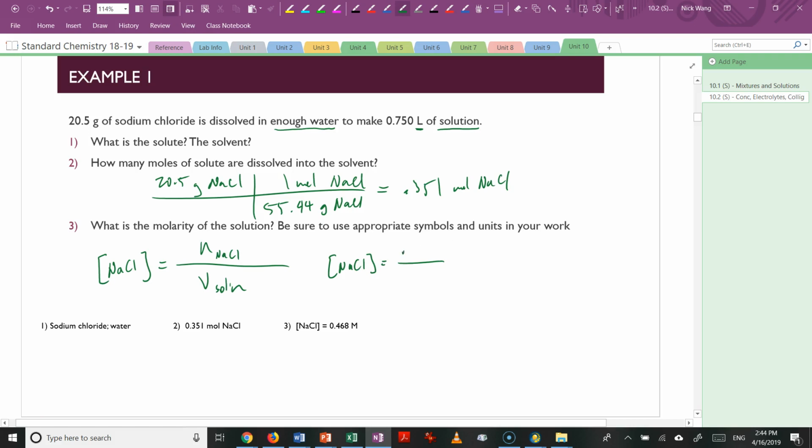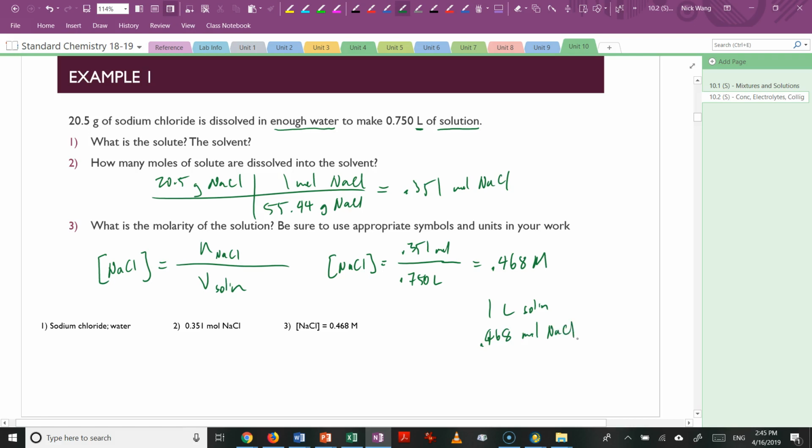That's equal to 0.351 moles that we had from the previous step here. And then divide that by 0.750 liters of the solution. And do some math, you get 0.468 molar. Yes, the units are moles divided by liters, moles per liter, but of course that gets translated into 0.468 molar. So what this is saying is that for every 1 liter of solution, you're going to expect 0.468 moles of NaCl in that sample.